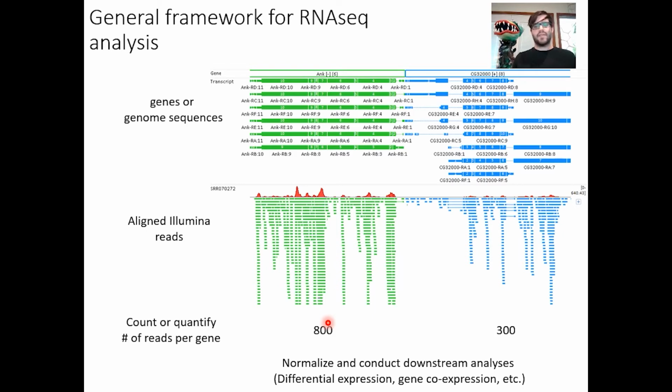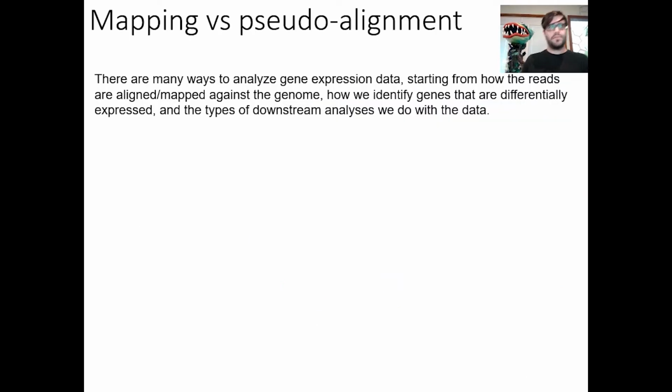So this is the fundamentals of how this works: we have our gene or genome, we align the reads. We don't care about the sequences in our context, we just care about how many reads are aligning, like tick marks, to each gene, and then we take those counts and use those as downstream inputs. And there are two main ways that algorithms work to count the number of reads that are aligning to a gene or a genome.